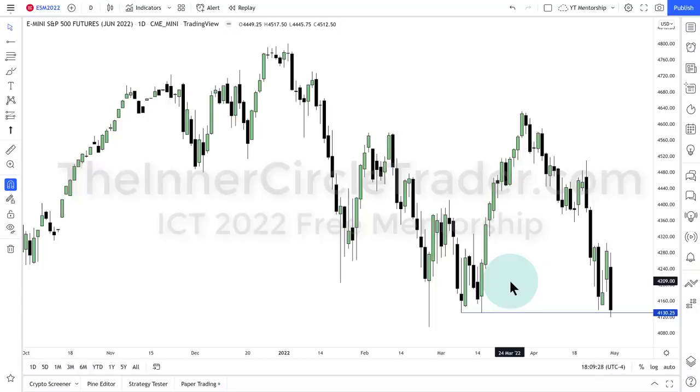All right, so we're looking at how the market did in fact trade down into our relative equal lows. So this was the draw on liquidity.